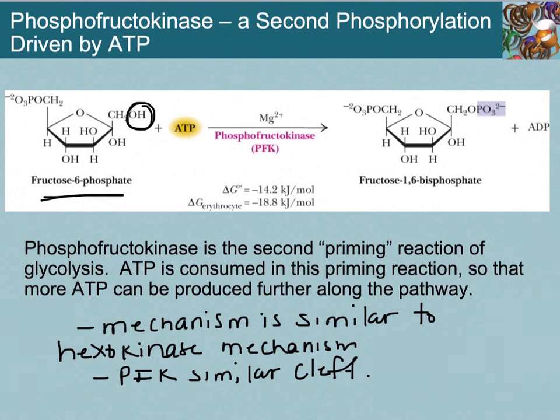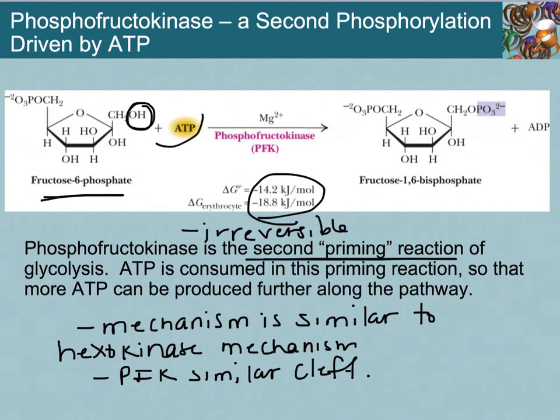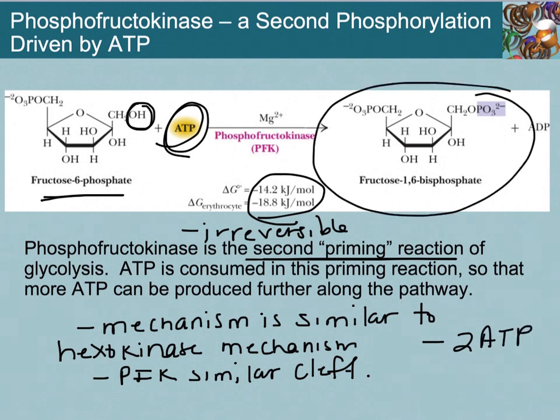Okay, so this is the committed step in glycolysis. You can see there's a large negative delta G. This step is basically irreversible. Okay, this is the second priming reaction. It's going to cost us another molecule of ATP. So if you're keeping track, we are down 2 ATP molecules at this point. Right now we've made fructose 1,6-bisphosphate, which will go along through glycolysis. This does not have another fate. It's targeted for glycolysis and glycolysis only.